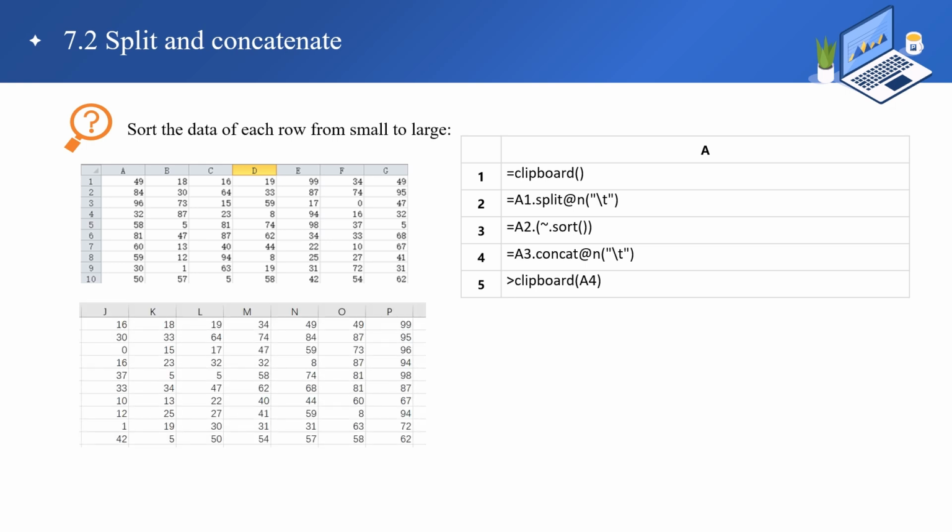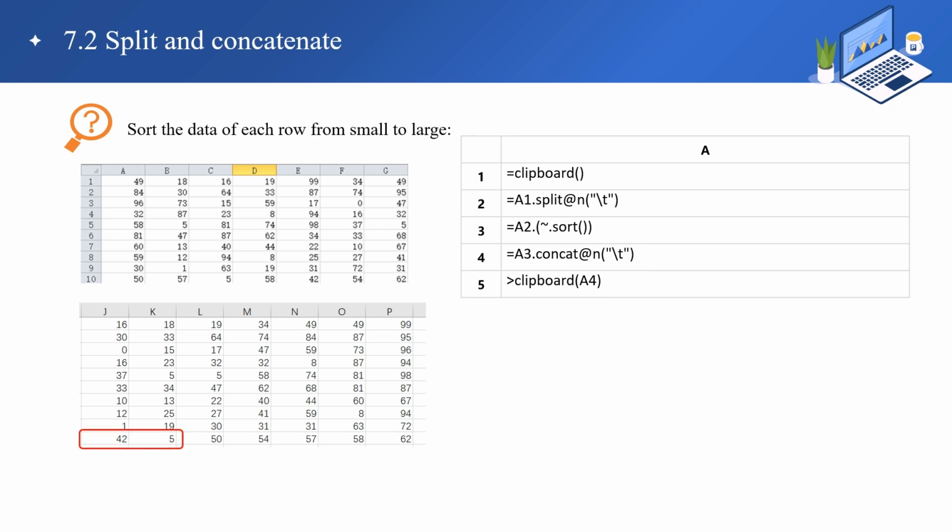Then paste it back. The piece of data copied from Excel is a large string after being received by the clipboard function. Each row is separated by return, that is, \n, and the columns in each row are separated by tab, that is, \t. So A1.split@n("\t") in A2 can split this large string into a two-layer sequence, and its inner member is just the data of each cell in Excel. Then sort each row in A3, concatenate it back into such a \n and \t separated string in A4, and paste it into Excel. Look carefully at the results in Excel.